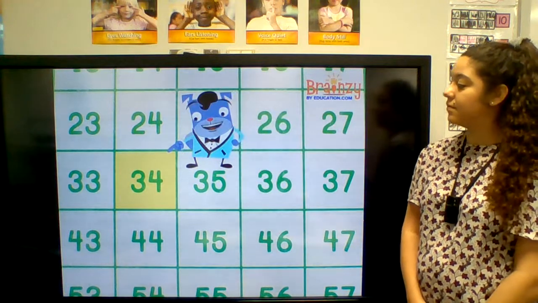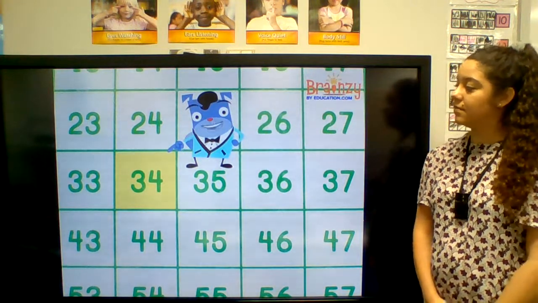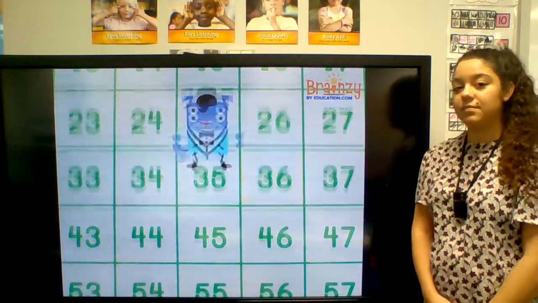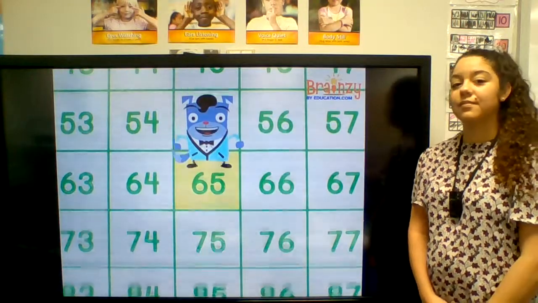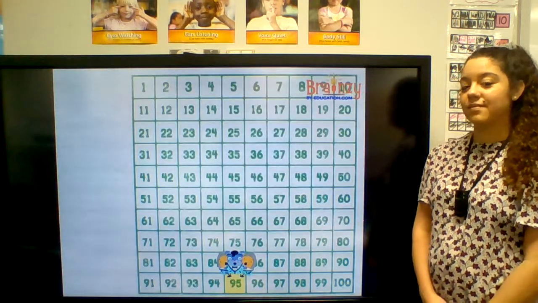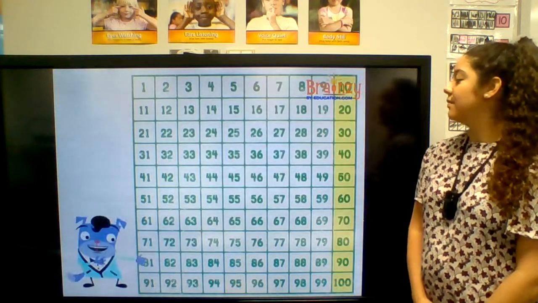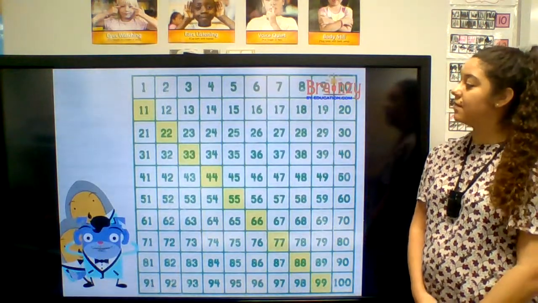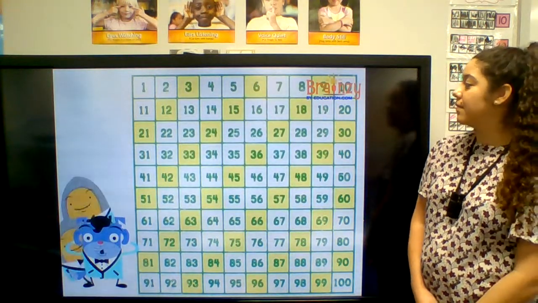Move left, and it's 1 fewer. Move right, and it's 1 more. Jumping down the column gives you 10 more than before. Count by 10, by 5, or count by 2. Watch for patterns as they come in view.